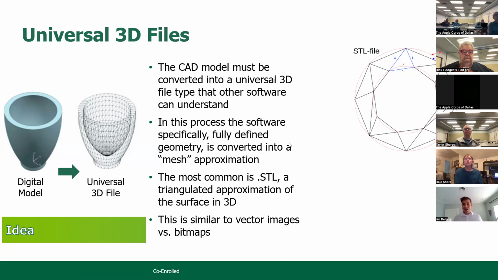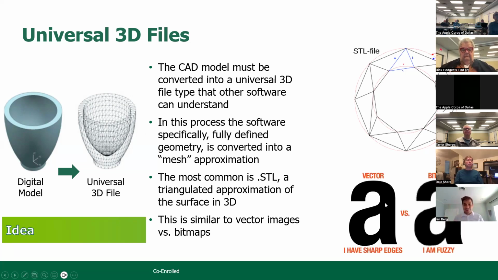So if you're online looking for a cool phone case, it's very common that you're going to download this STL file directly, and it can go directly to the printers. And if anyone does any kind of graphic design, it's very similar to going from a vector image, these fully defined images, to a bitmap, right, where it's pixelated. Going from your CAD model to your STL mesh file is very similar to going from a vector image to the pixelated bitmap version.